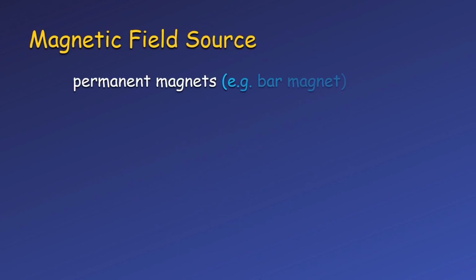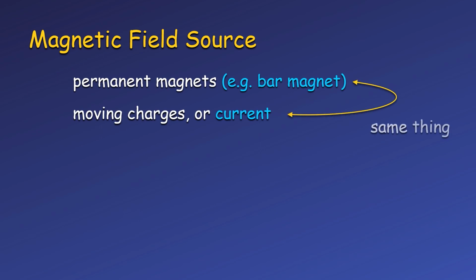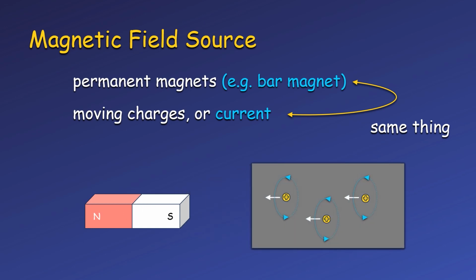So now we have seen two sources of magnetic fields: permanent magnets, such as bar magnets, which seem to always create magnetic fields, and moving charges, which we call electric current. And it turns out these are not two different sources, but they are really the same thing. If we take a bar magnet and we zoom into the atoms making up the magnet, we will see many atoms where electrons are orbiting positive nuclei. These electrons are moving charges, so they are each creating a small magnetic field.